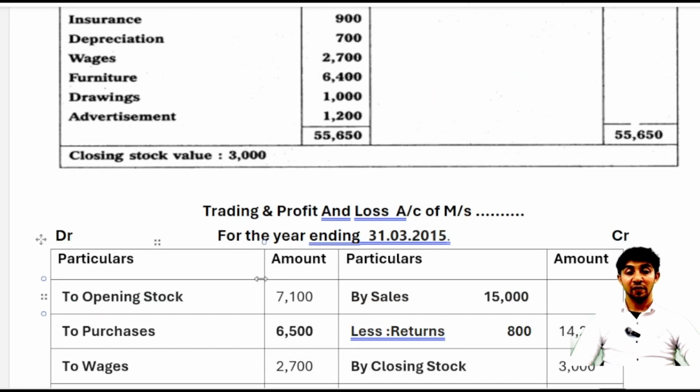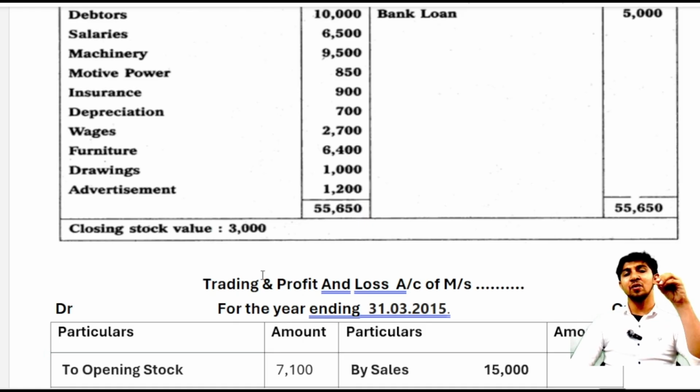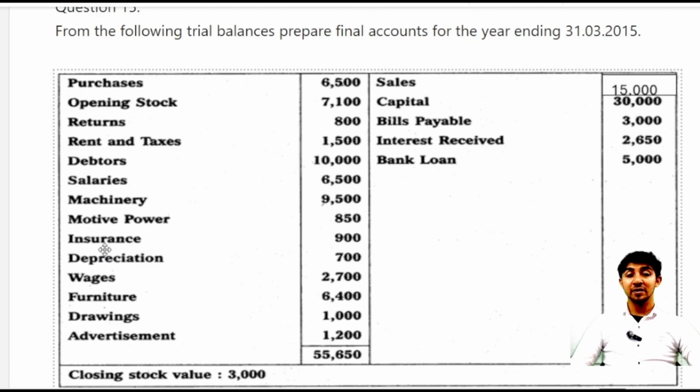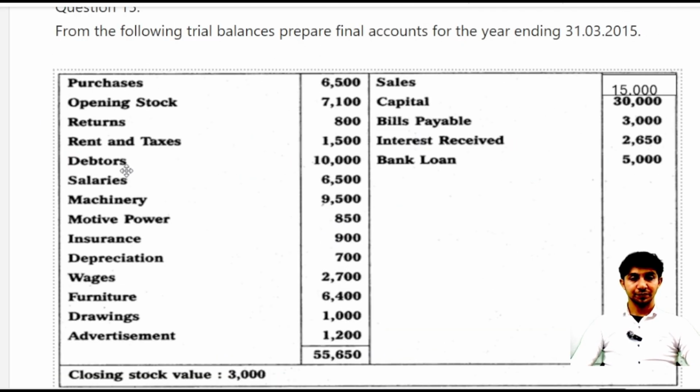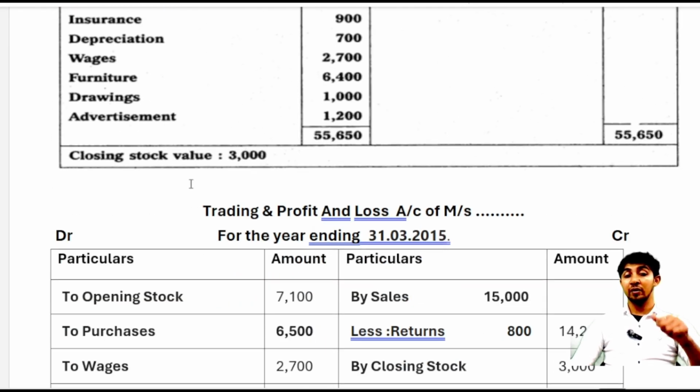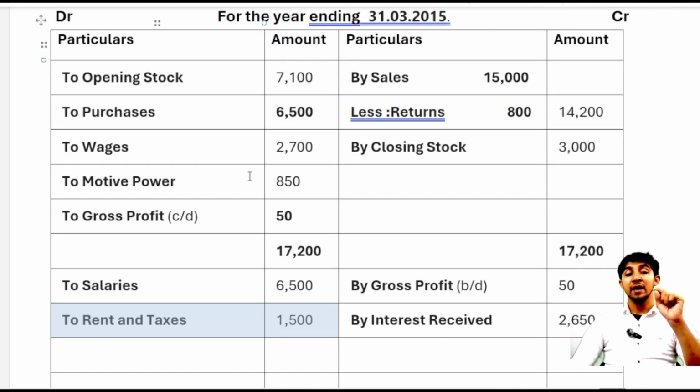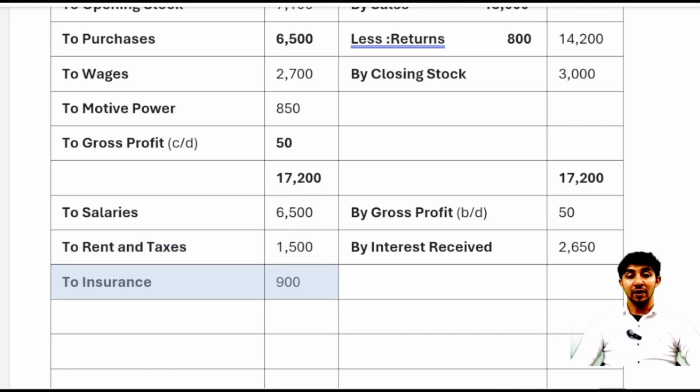Then after that we need to write all the non-trading expenses on the debit side of the profit and loss account. What are non-trading expenses? The expenses which are not related to goods when they are purchased and the expenses which are not related to the factory, right? So let us see, rent and taxes 1,500. We need to write on the debit side of profit and loss account rent and taxes. Then after that insurance, that is 900. This expenditure is not related to goods and factory, so we are writing insurance on the debit side of profit and loss account, that is 900.